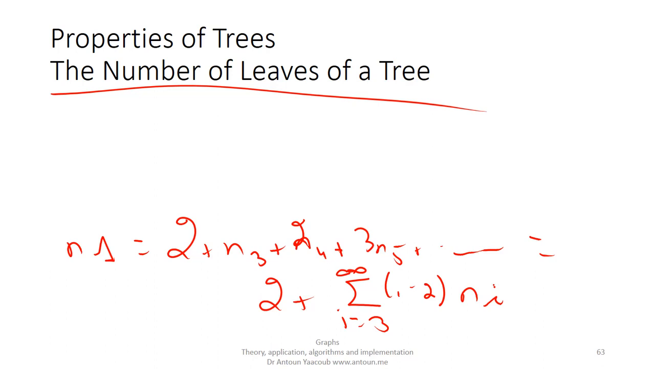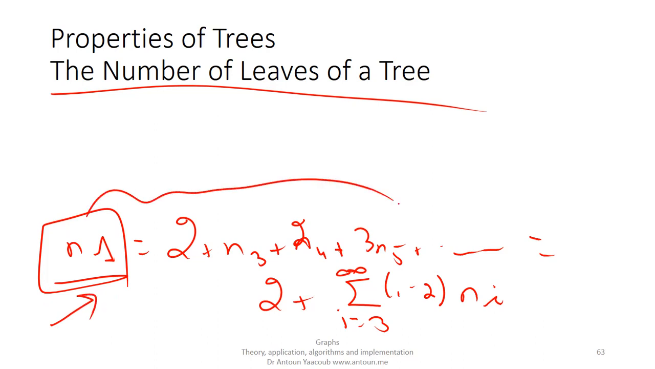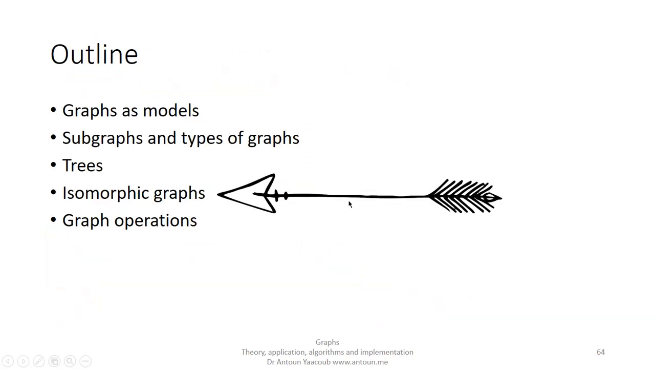Given a non-trivial tree, we denote ni as the number of vertices of degree i. Here we are calculating the number of vertices of degree 1, which is the number of leaves in a tree. It's very interesting to know that the number of leaves is based on the number of the other degrees in the tree. This is a formula that you can use, but we will not prove it in this course. We will move to a more interesting and difficult part, which is isomorphic graphs.